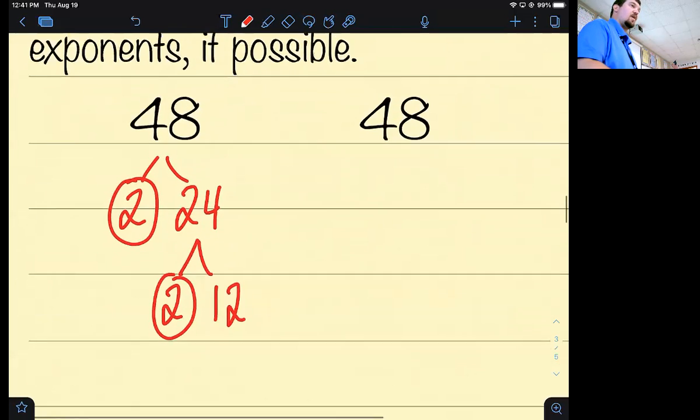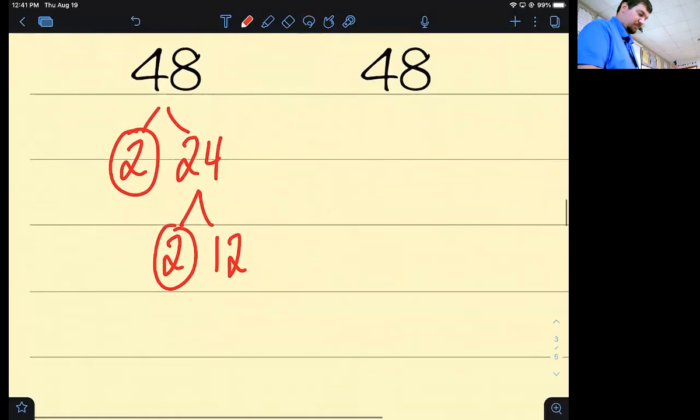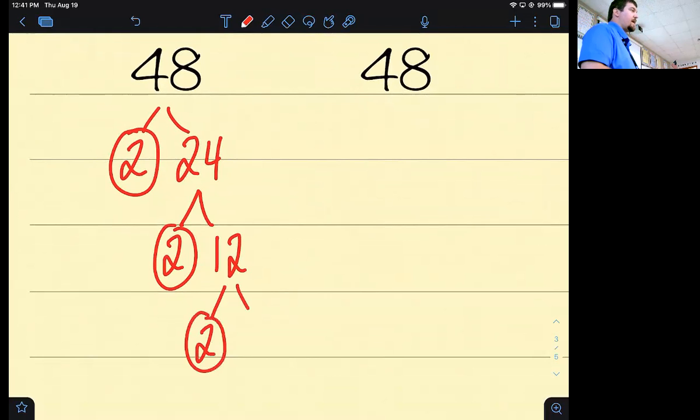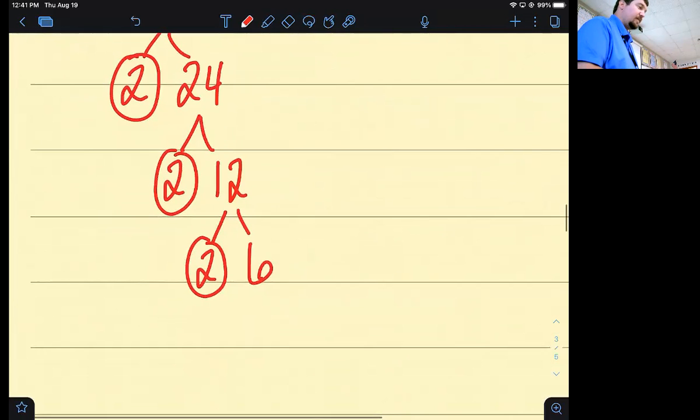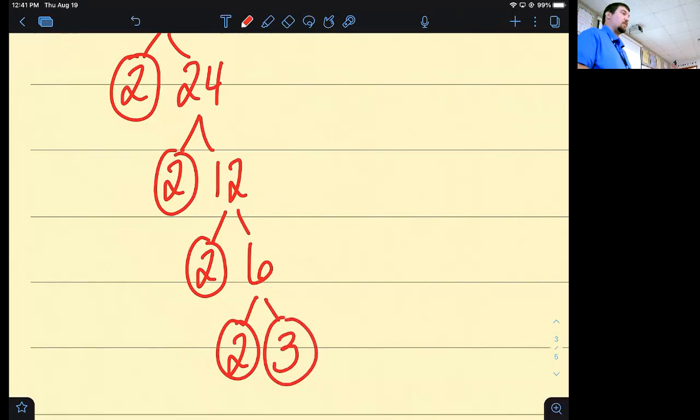And guess what? 12 is even. So 2 will go into 12. How many times? 2 times 6. And 6 is even. So we can do 2 times 3. And 3 is also prime. So we're done. We know that we are finally done.